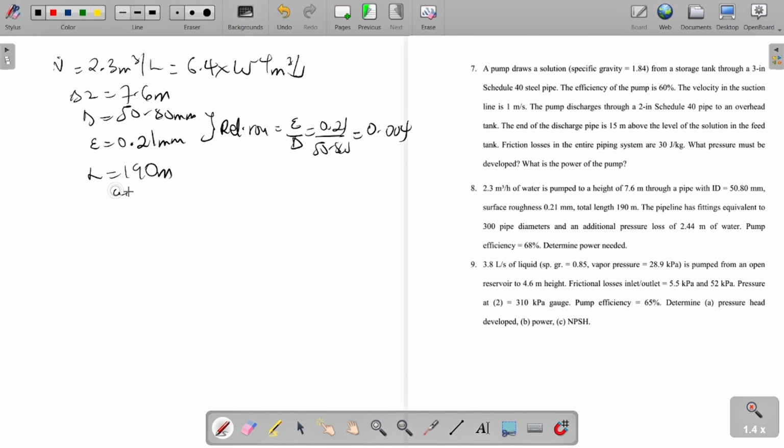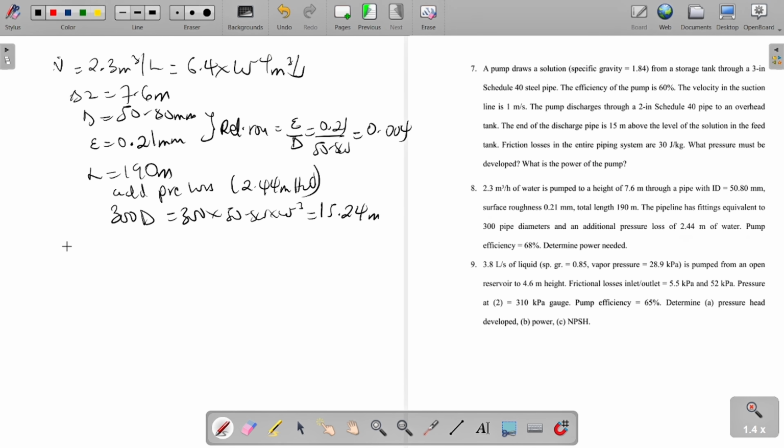And they gave us an additional pressure loss of 2.44 meters of water. They also gave us the pressure loss of the fittings to be 300 pipe diameters, which is 300 times the pipe diameter, 50.80 times 10 to the power minus 3. That gives us 15.24 meters. So we have all these things over here.